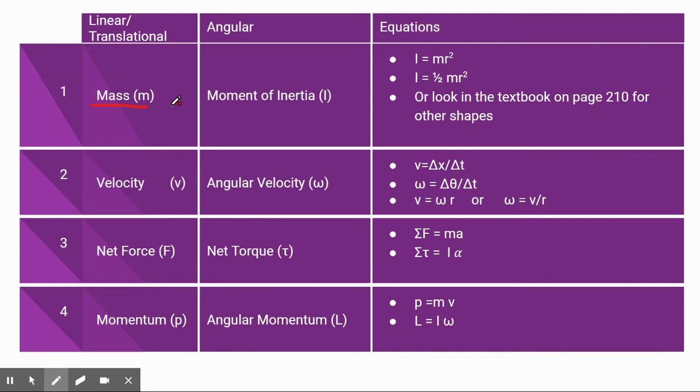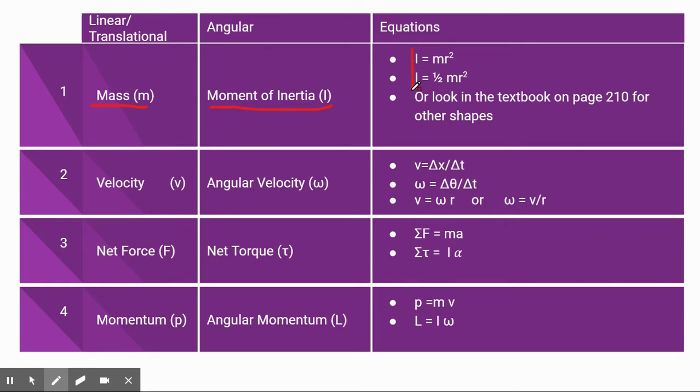So we have mass, and the equivalent for mass when we're talking about rotational stuff is moment of inertia. Because when we're trying to make something just move in a straight line, mass is what matters. But when we're talking about making something rotate, it's not only the mass, but where the mass is. Because as the mass is farther away from where it rotates, it's going to be harder to make it rotate.